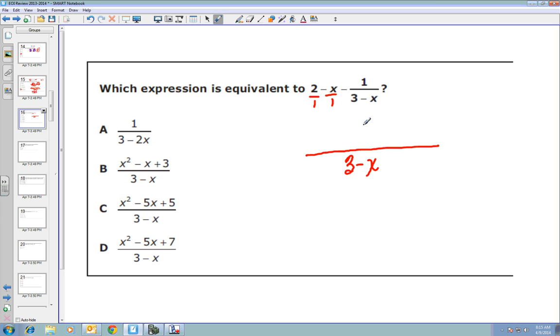Now I'm going to fix each one. So look at my first fraction. What is its denominator missing? That whole thing. So I have to multiply my top number 2 times my 3 minus x. So whatever the bottom is missing, that's what you're going to multiply the top by. Minus, what's this one missing? The same thing. X times my 3 minus x. Minus, is my third fraction missing anything? It's going to stay the same because it's not missing anything.